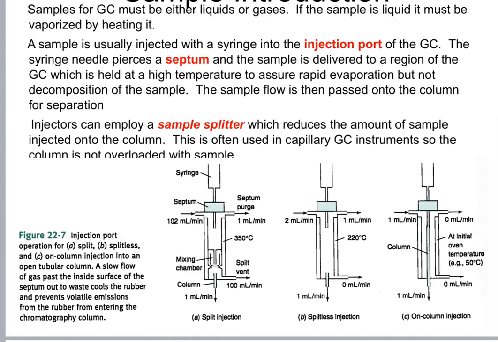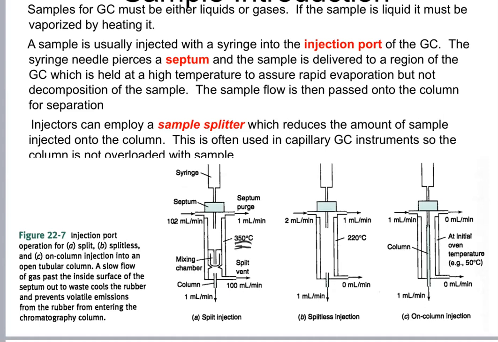Now, inside the injection port, we're going to hold that whole apparatus at a high temperature, here about 350 degrees Celsius. Generally speaking, you want to hold your injection port temperature at a higher temperature than the highest boiling component of your mixture.